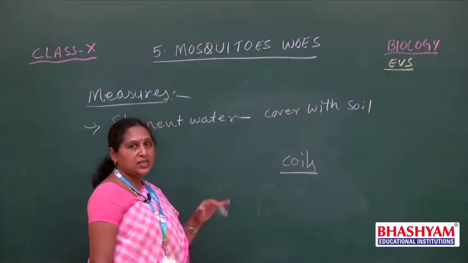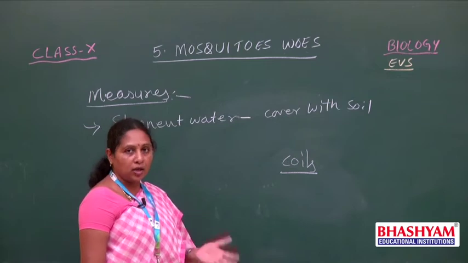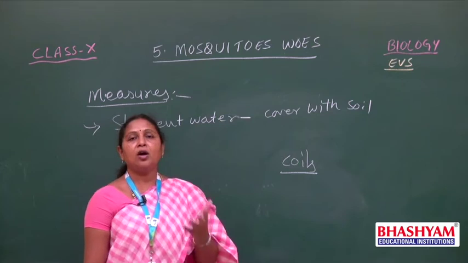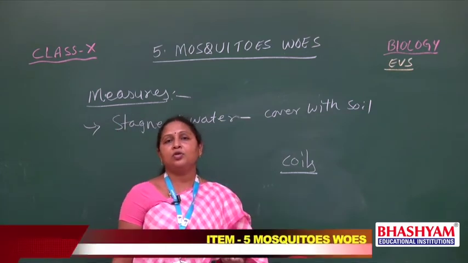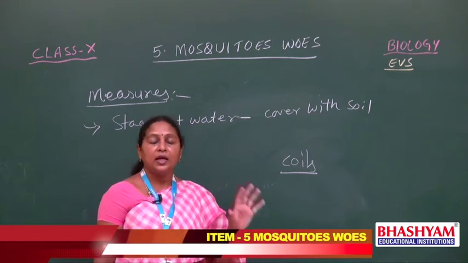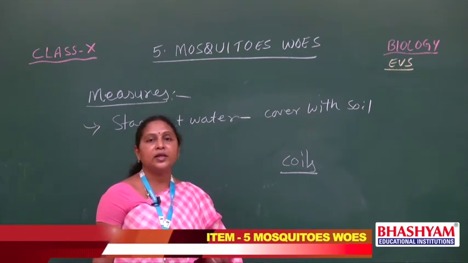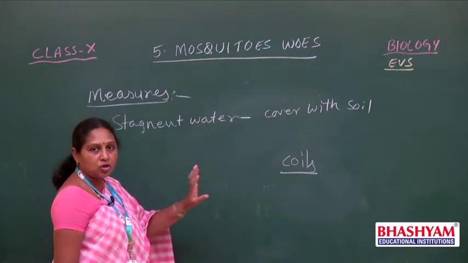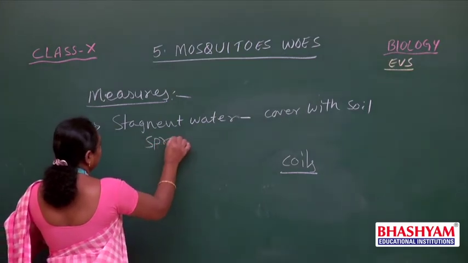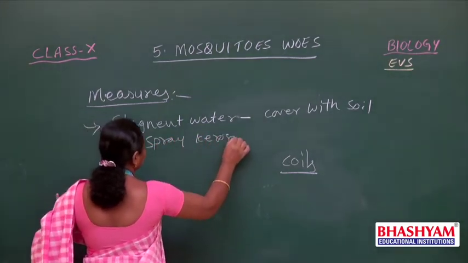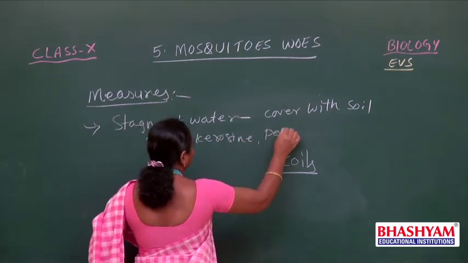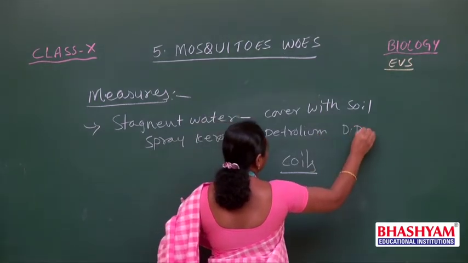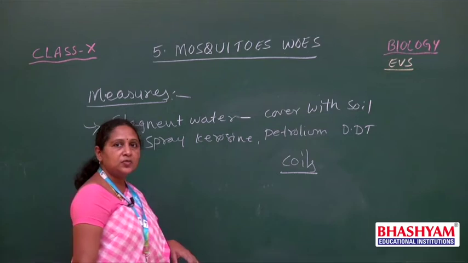Instead of using chemicals, petroleum products, DDT or kerosene, if you cover the stagnant water with soil, due to lack of oxygen the eggs are not able to respire, so the eggs die. If the eggs develop into larvae, they also die. So one of the best methods is to cover the stagnant water with soil, or spray kerosene or any petroleum product, or spray DDT, a chemical. This is one more method.